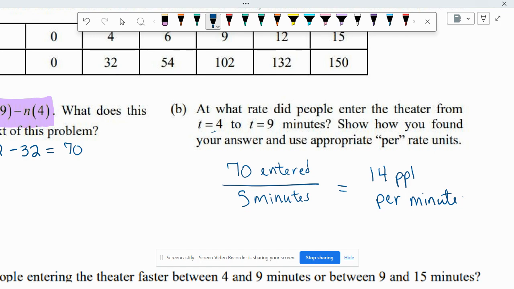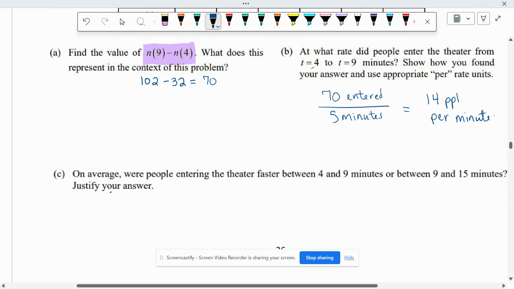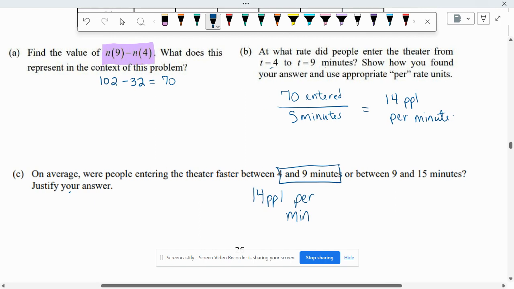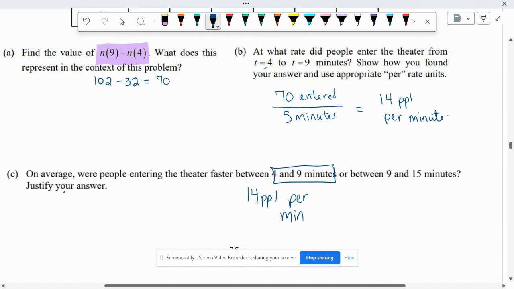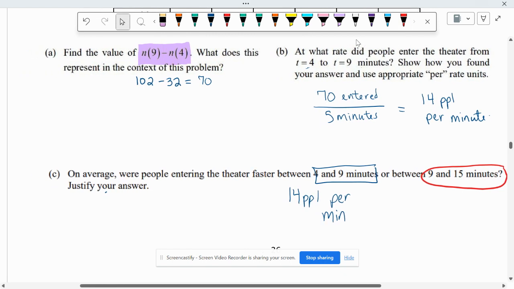So that first one, it just kind of talked us through setting it up like a function. The second one says, okay, so we're going to take that time of 4 to 9 minutes, and we know that in 4 to 9 minutes, we get 14 people per minute. Which one has more people entering per minute? Between the 4 and 9 minute interval or between the 9 and 15 minute interval? So let's calculate how many people enter the theater between 9 and 15 minutes.